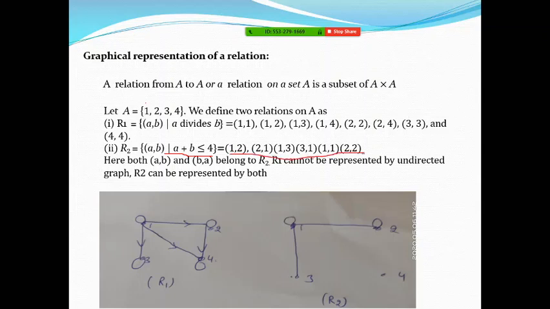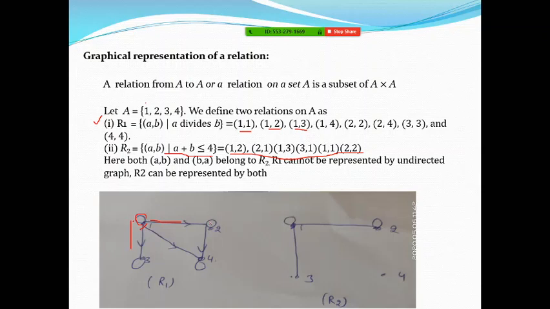Now we know there are two representations of this type of relation. One is its matrix representation and the other is its graphical representation. So if we see the graphical representation of R1, 1 is linked with 1, 1 is linked with 2, 1 is linked with 3. 1 is linked with 1 via this self loop. 1 is linked with 2, 1 is linked with 3, and 1 to 4.